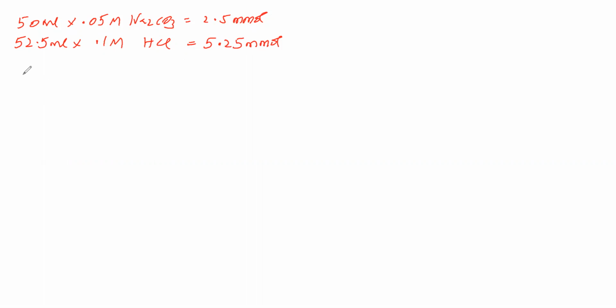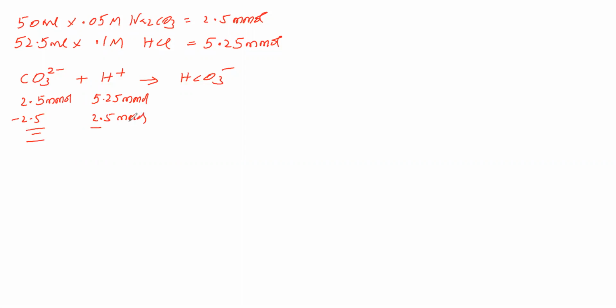Initially only carbonate is there in the conical flask, and it takes H plus and becomes bicarbonate. Carbonate we have taken initially is 2.5 millimole. Totally we added 5.25 millimole of HCl so far. Carbonate reacts completely, remaining is 0. HCl reacting is 2.5 millimole, so we will see how much HCl is remaining. Bicarbonate produced is 2.5 millimole.